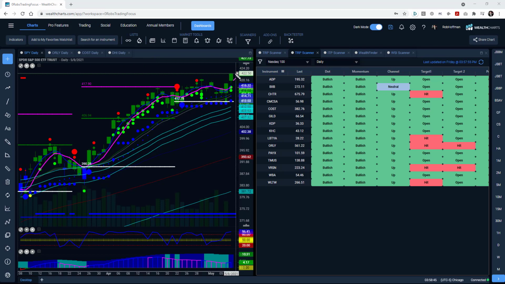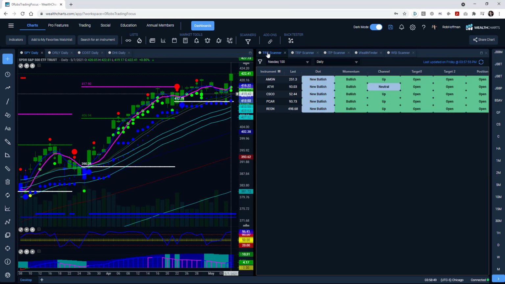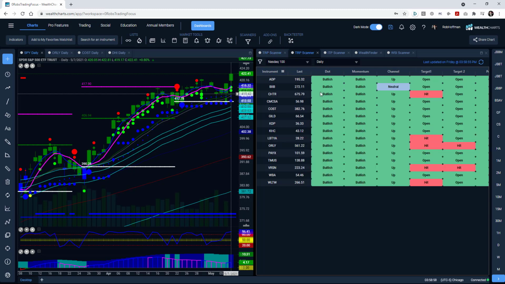The easiest way to do it then is to look over at the scanners, find some of the hottest ideas, including new ideas like the TRP scanner. We just recently got the new dot bullish, new dot bearish tool added inside the scanner as well to identify these new opportunities and ongoing opportunities. Take a look at things like the CMCSAs, the Costcos, the ORLYs. ORLY is one we were talking about previously in the two-day intensive, and different things like that as well.